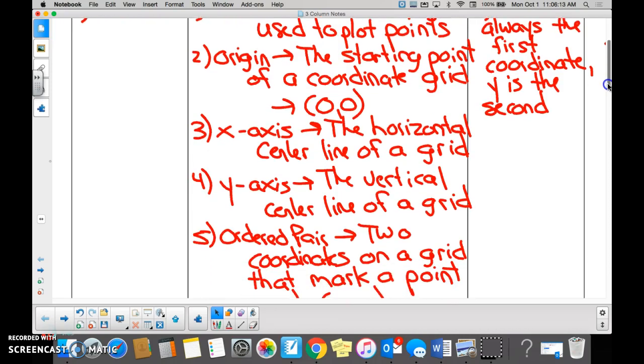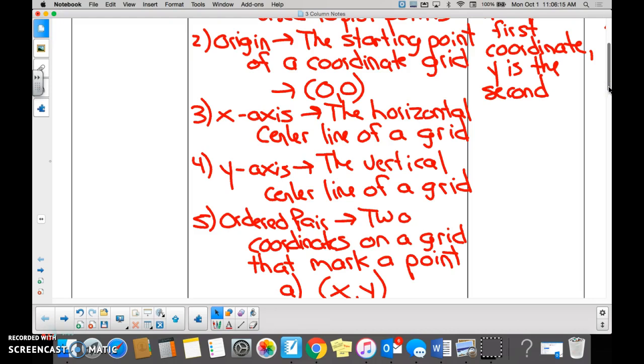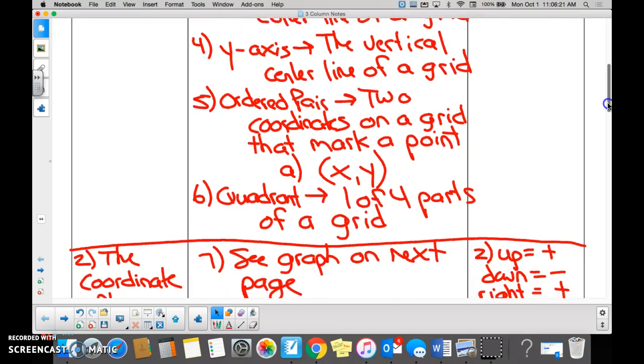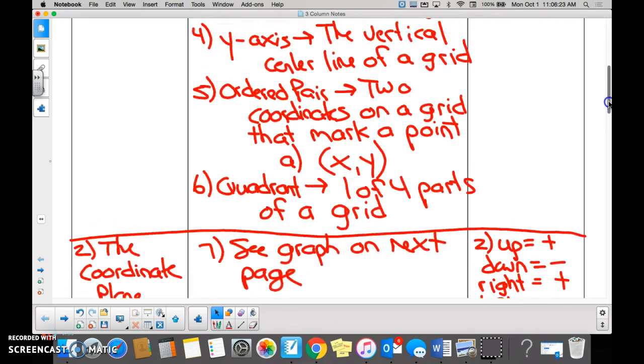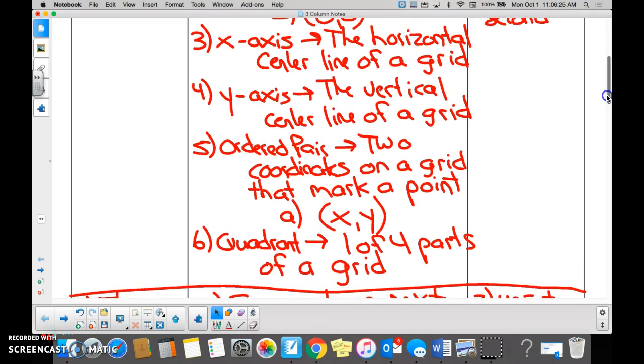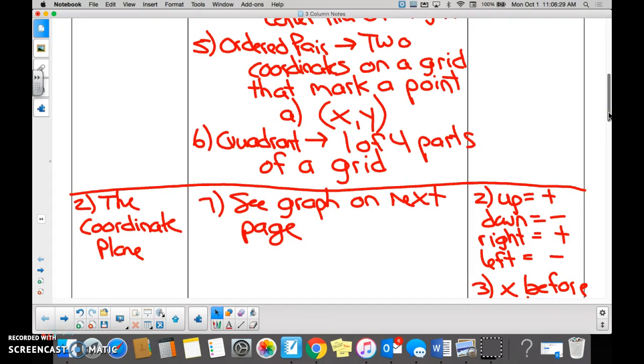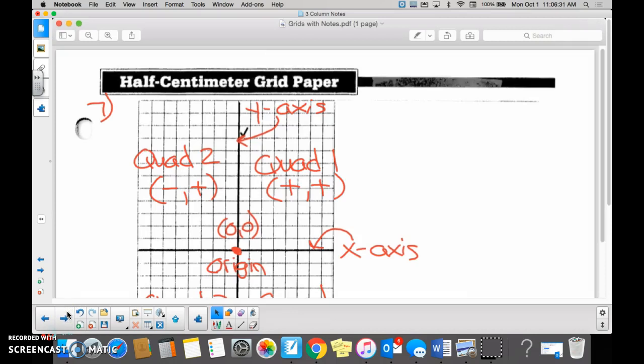X-axes, Y-axes, we don't say the horizontal or the vertical. That's how you define them, but they are the X and the Y. Ordered pair, we don't call them the two coordinates, we call them ordered pair. And then quadrants, obviously we have 4 of the quadrants listed above your head or in the back of the room.